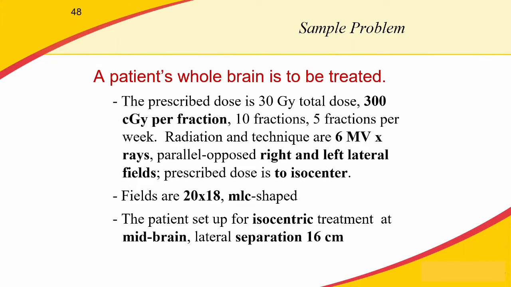So I tried to highlight the pertinent stuff here for our calculation. We're doing 300 centigray per fraction, right? 6 MV beam, parallel opposed right and left lateral fields. So we have 2 treatment fields. We're prescribed to isocenter with 20 by 18 rectangular fields. Again, the patient is set up isocentrically. The dose calculation point is at midbrain, and we have a lateral separation of 16 cm. So that's a lot of information.